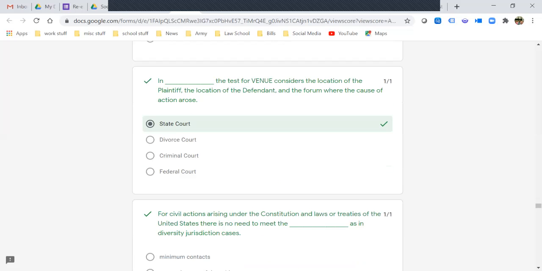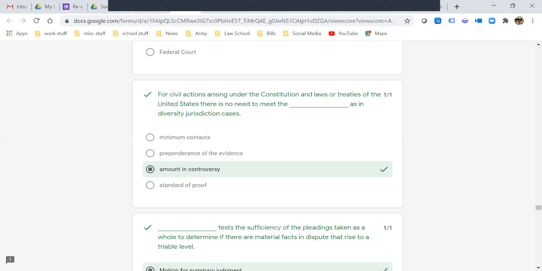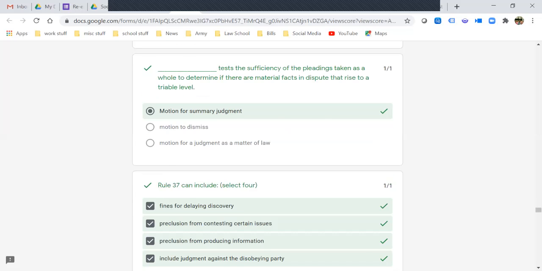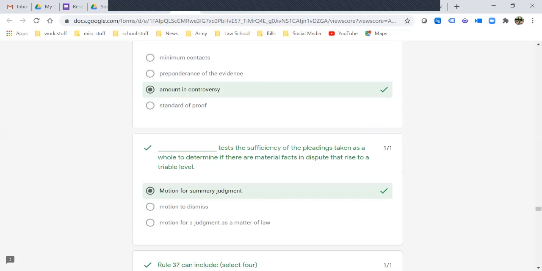All right. In state court, another good definition, the test for venue considers the location of the plaintiff, the location of the defendant, and the forum where the cause of action arose. All right. Motion for summary judgment. Test the sufficiency of the pleadings taken as a whole to determine if there are material facts in dispute that rise to a triable level.